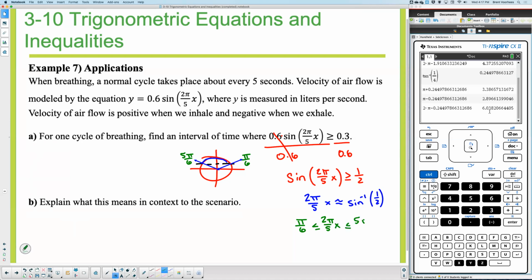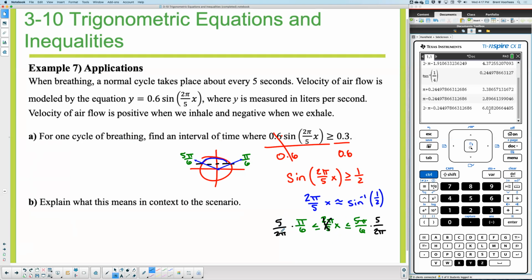And so to solve this, what I'm going to do is multiply by the reciprocal of 2 pi over 5. I'm going to multiply everything by 5 over 2 pi. Here in the center, these will just simplify, because when I multiply that out, that will get canceled. And so what do I find?